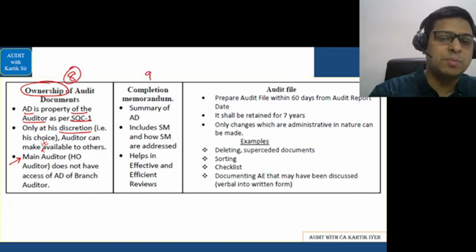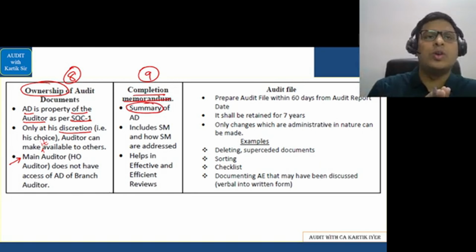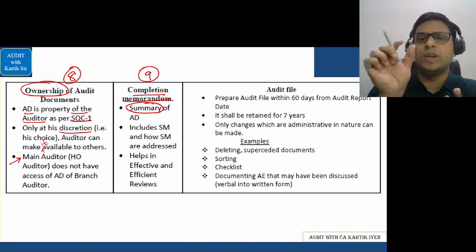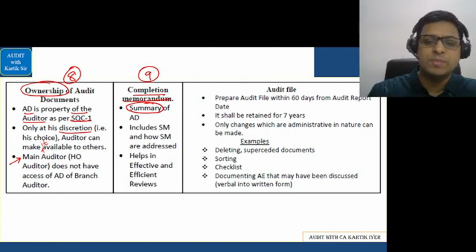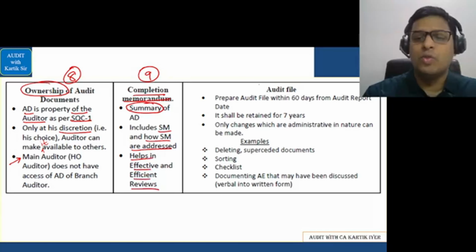Question number 9 is completion memorandum. In the class I told you it is a summary of audit documentation. If your audit documentation is, let's say, of around 200 pages, and if you compress it and make it a 20 pages document, it's called summary. It includes significant matters and how significant matters are addressed, helps in effective and efficient reviews. Okay. What is audit file?